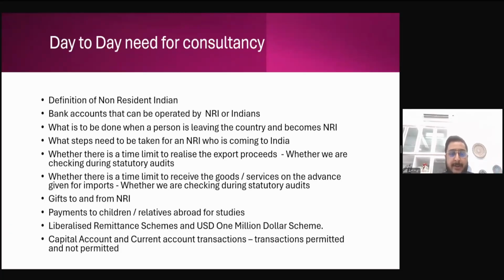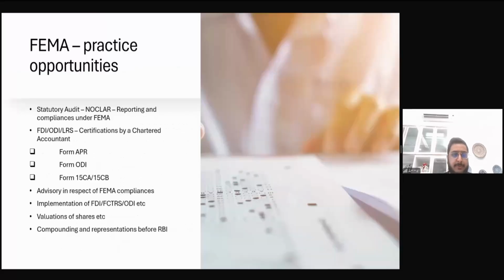So any resident, if you're looking at current account transactions, can only remit up to 2,50,000 USD per year. That is under the Liberalized Remittance Scheme, 2,50,000 USD per year, while a non-resident Indian can remit up to $1 million per financial year. So we can guide them in respect to that. We can also guide them regarding capital account transactions and current account transactions, what is permitted and what is not permitted.